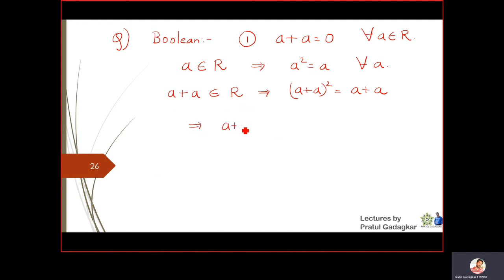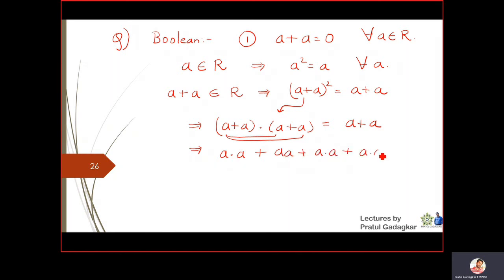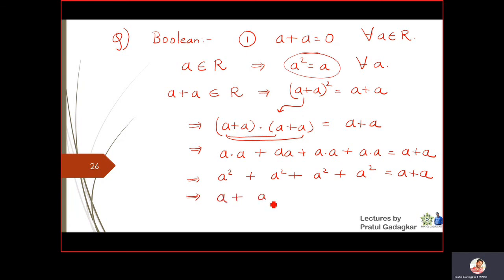Therefore (a plus a) into (a plus a) will be equal to a plus a, and when I apply distributivity, I will get a into a plus a into a plus a into a plus a into a equal to a plus a, which means a square plus a square plus a square plus a square is equal to a plus a. But we know that a square is a. So this means that a plus a plus a plus a is equal to a plus a, and therefore by cancellation laws we will get that a plus a will be equal to 0.